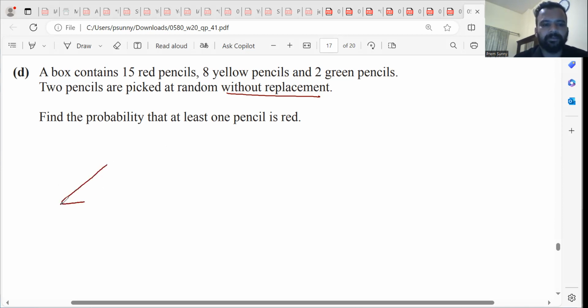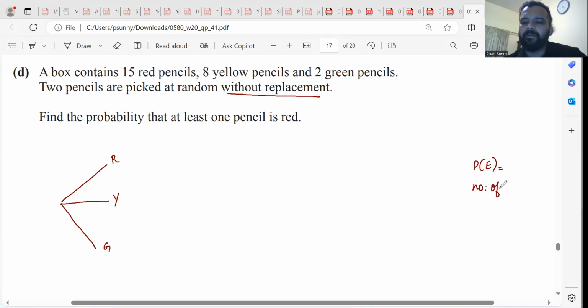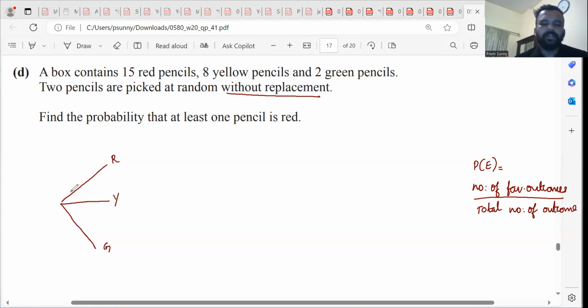So here we have 3 outcomes for each attempt. We have a red pencil, yellow pencil, and green pencil. Again, the basic formula we need: probability of any event is number of favorable outcomes divided by total number of outcomes. In the first attempt, all the values in this particular branch should add up to give me 1.